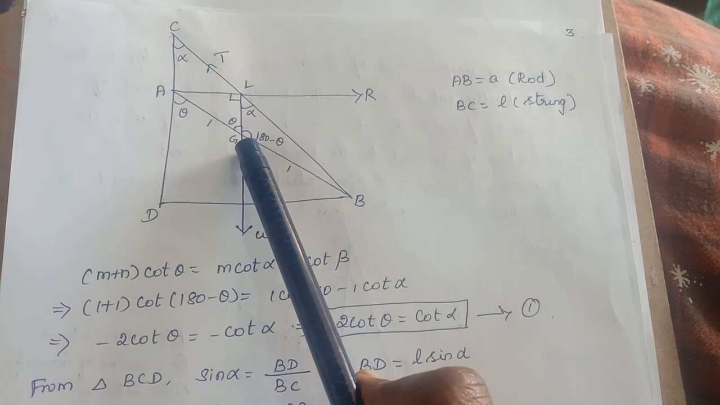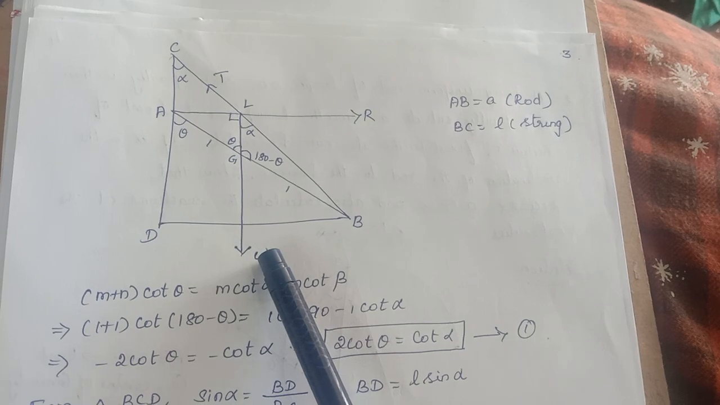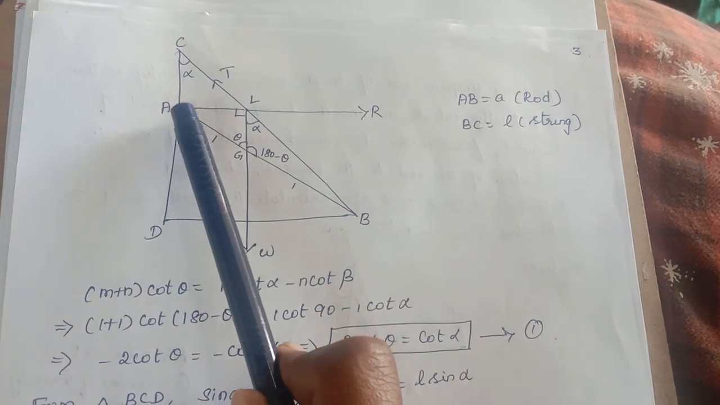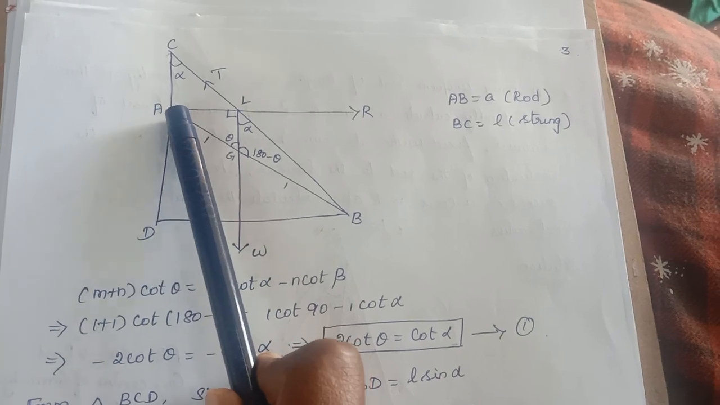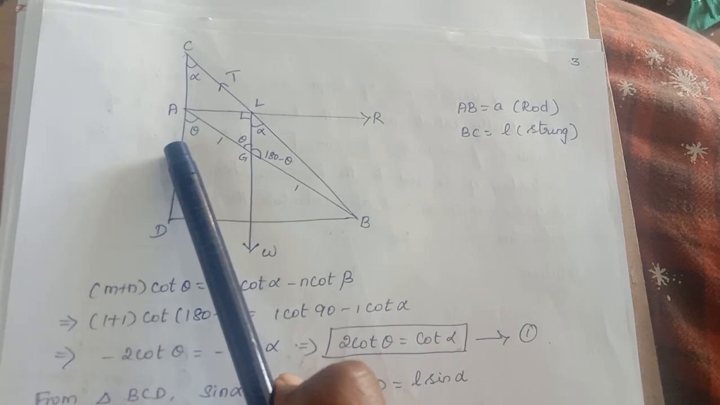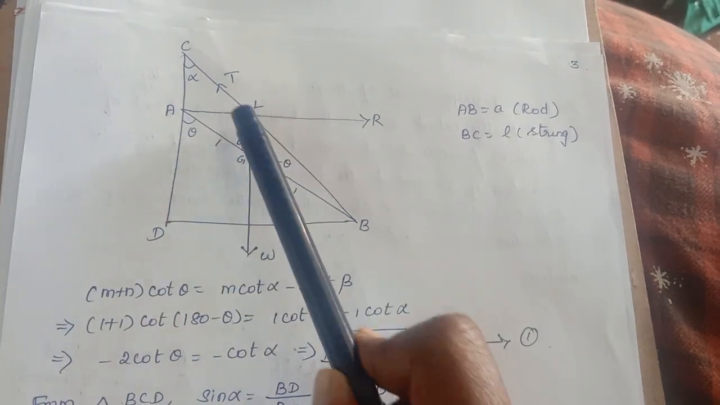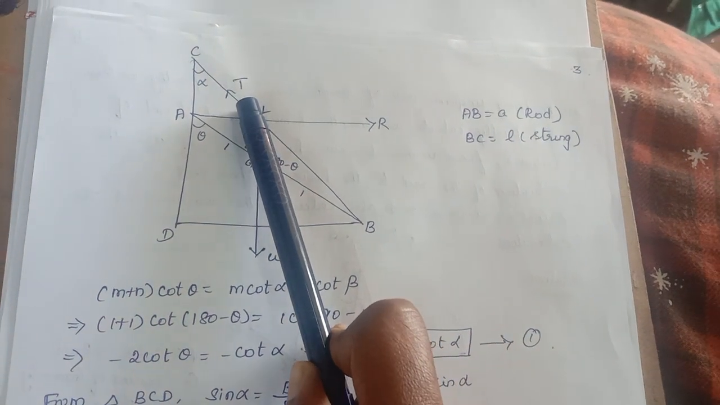First one is the weight of the rod, acting at G. Weight is always a downward force, so it is vertically downwards. Another one is, the rod is touching the wall here, so you will have a reaction from the wall, which will be perpendicular to the wall. This is the reaction R. Another one is the tension along the string, because it is tied to the rod. So tension will be created here.